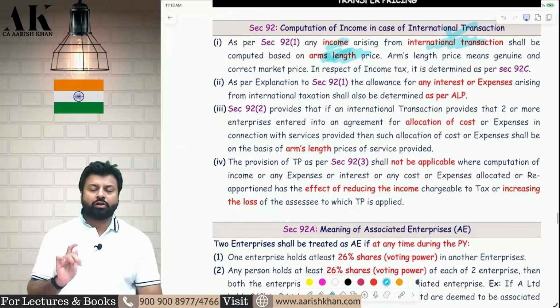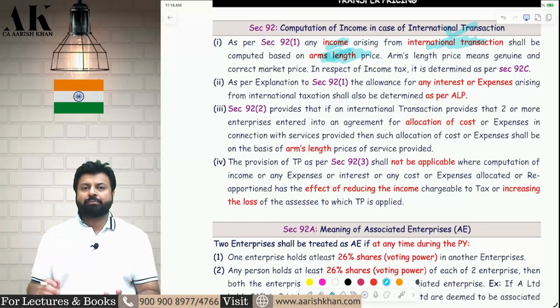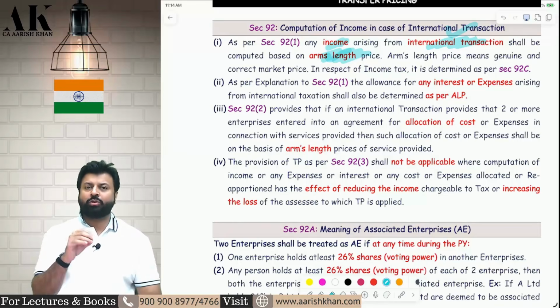Now, transfer pricing is also applicable if there is a cost allocation and apportionment between associate enterprises. There is one company and there are multiple subsidiaries across the nation, and they are developing some product and they have incurred some cost. Now they want to allocate the cost or apportion the cost between all the entities. The cost allocation and apportionment should also be done as per arm's length price. This is what 92 subsection 2 says.